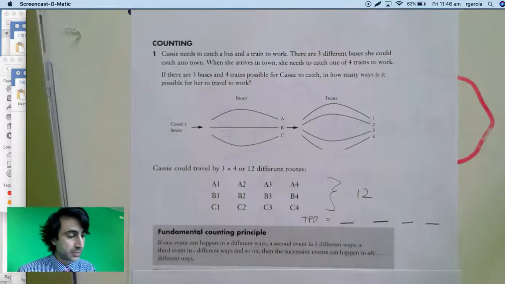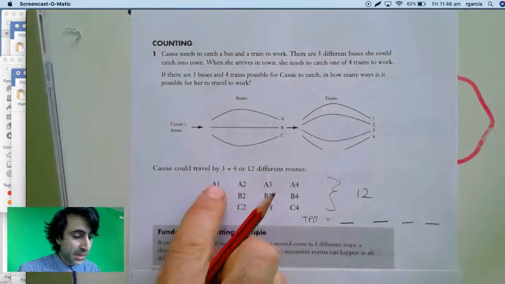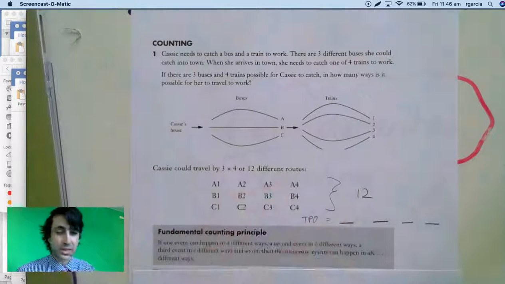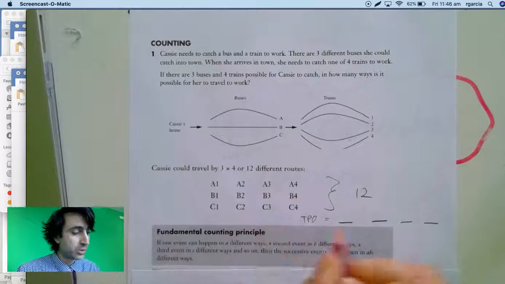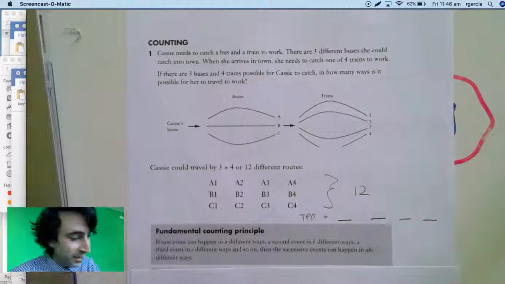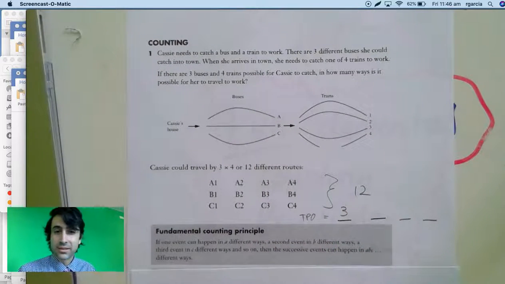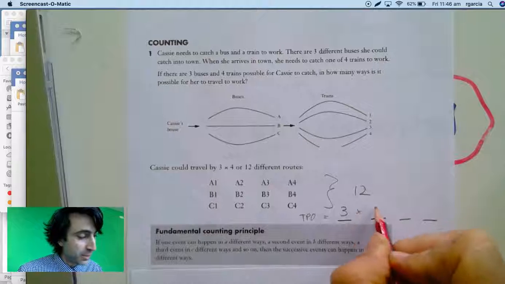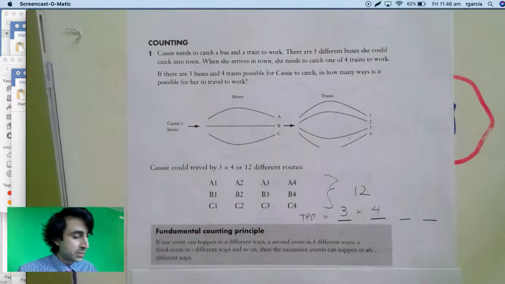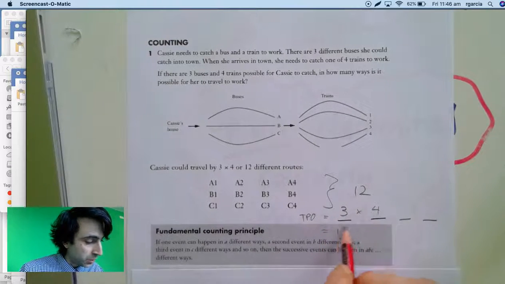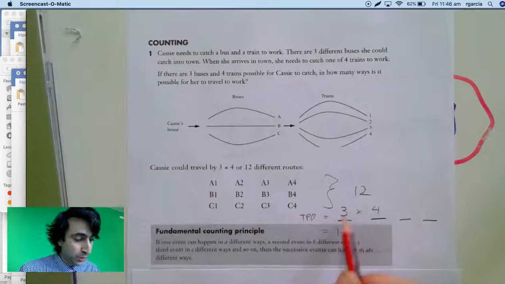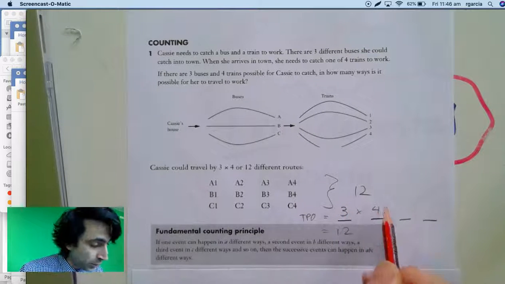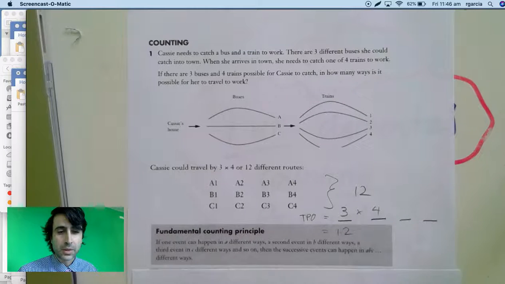Okay, so in this case, if she catches the A bus, how many more options are there with the A bus? Well, how many options are there with the buses? 3. How many options are there with the trains? 4. And so 3 times 4 equals 12. In other words, the total options for the first event and the total options for the second event. That wasn't the clearest way of explaining it, so let's do one in context.